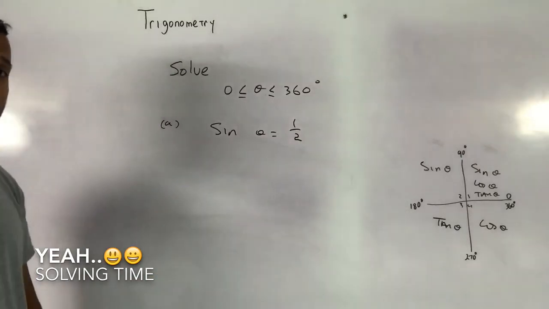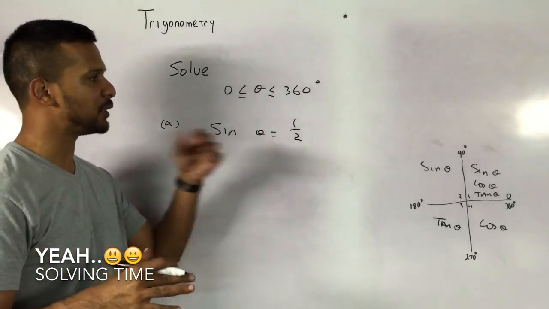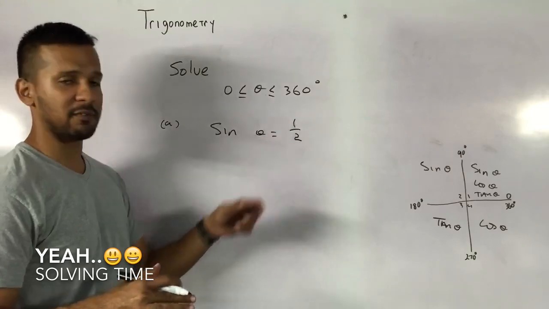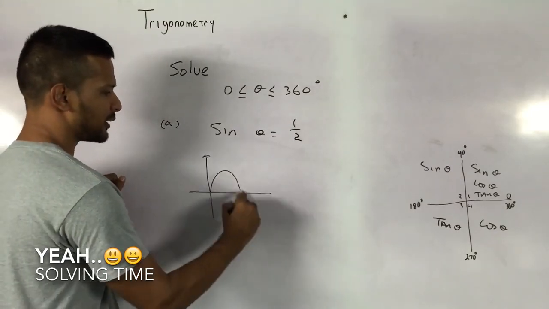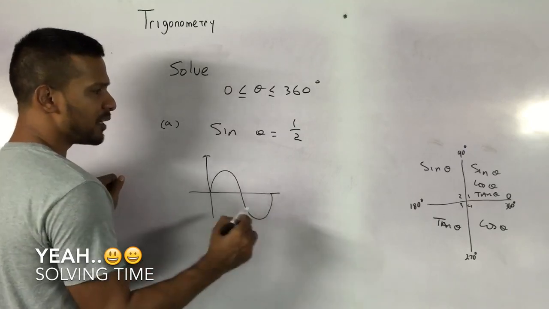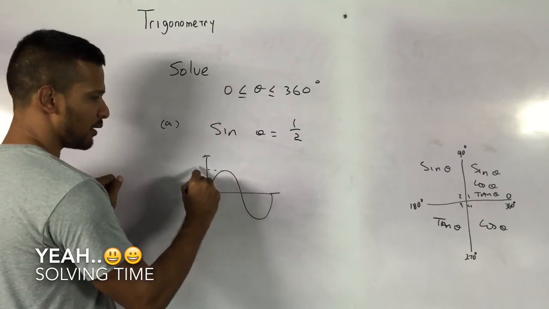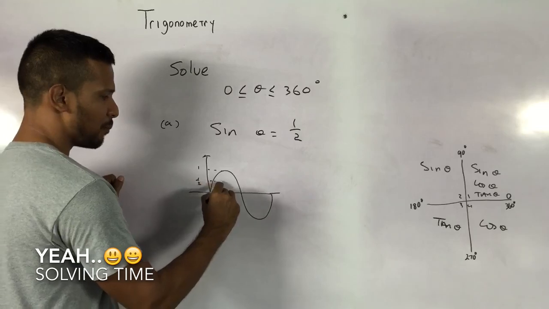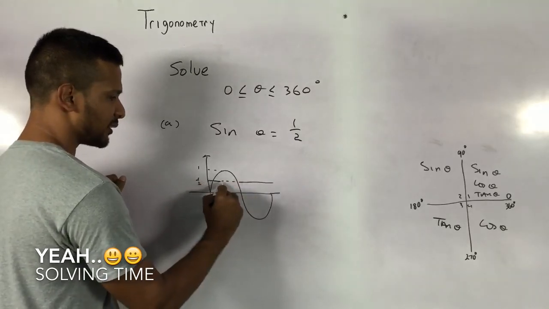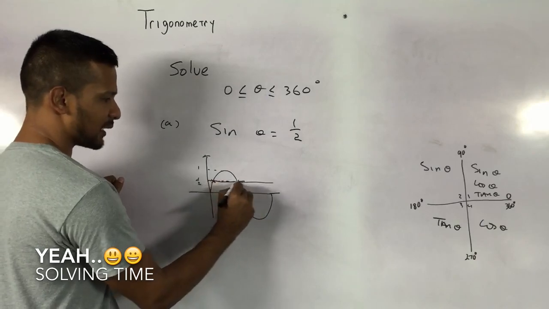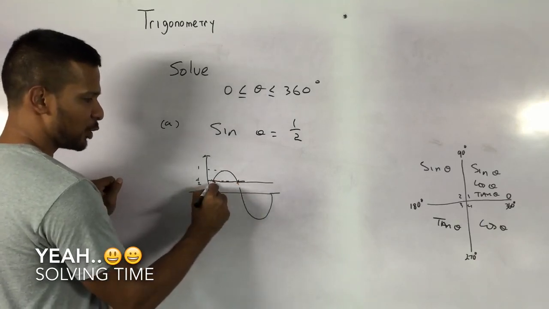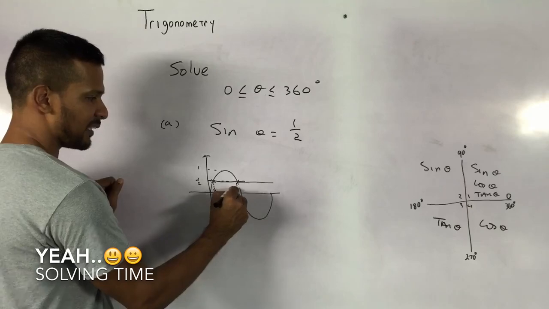So we want all the solutions to theta between... that will give us a half. What this is something like this. We know what our sine graph looks like. So we want the solutions. So here's 1 and here's a half. We basically want these solutions. We want the solutions when sine theta is equal to a half. That's these two values here. So we are interested in this value and this value.